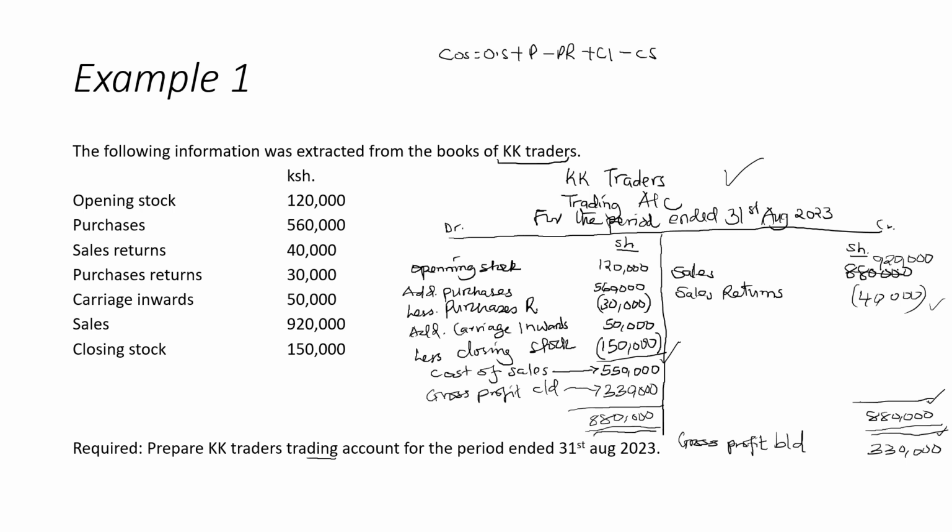Now, if you are asked, what is the purpose of the trading account? Why is a trading account drawn? The main aim is to determine the gross profit or the gross loss. That is number one. Number two, it enables one to determine the cost of sales. From there, we are able to see the cost of sales, 550. At the same time, the trading account enables us to determine the net sales. On the credit side, we have the net sales.